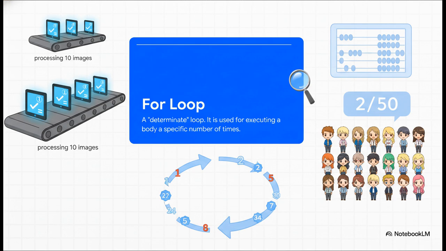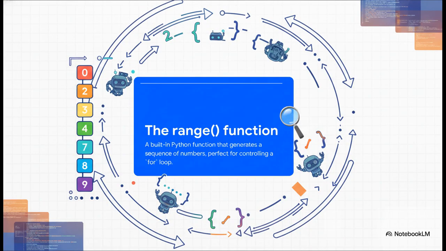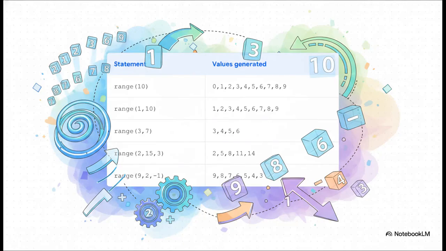Just think of it like this. Process these 10 photos, or find the average grade for these 50 students. You know the exact number of times you need to do the work. So how do we actually tell the for loop how many times we want it to run? The go-to tool for this, the one you'll see all the time, is a super handy built-in function called range. Pay close attention here, because this is where the magic really happens.